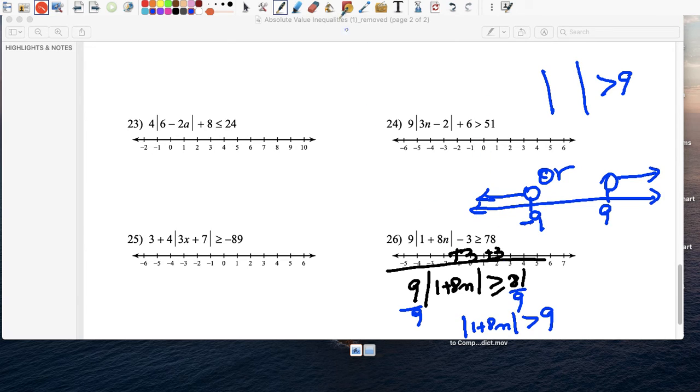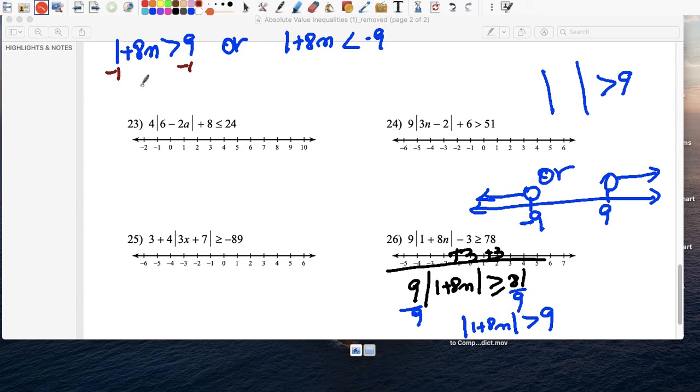So now I want to find n, right? What values of n can I use? What can I substitute n with? That's what we're looking for. So it's an OR problem. We're going to set up the inequality and solve it separately. We have 1 plus 8n has to be greater than 9, or 1 plus 8n has to be less than negative 9. Those are the two conditions.